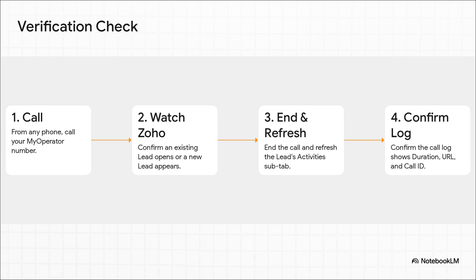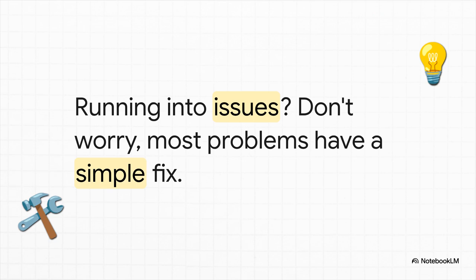First, grab any phone and call your business number. Then, pop over to Zoho and watch. You should see either an existing contact show up or a brand new lead get created. After that, just hang up the call, refresh that record, and look in the Activities tab. You should see a brand new entry with all the details, the duration, the recording link, and that all-important call ID.